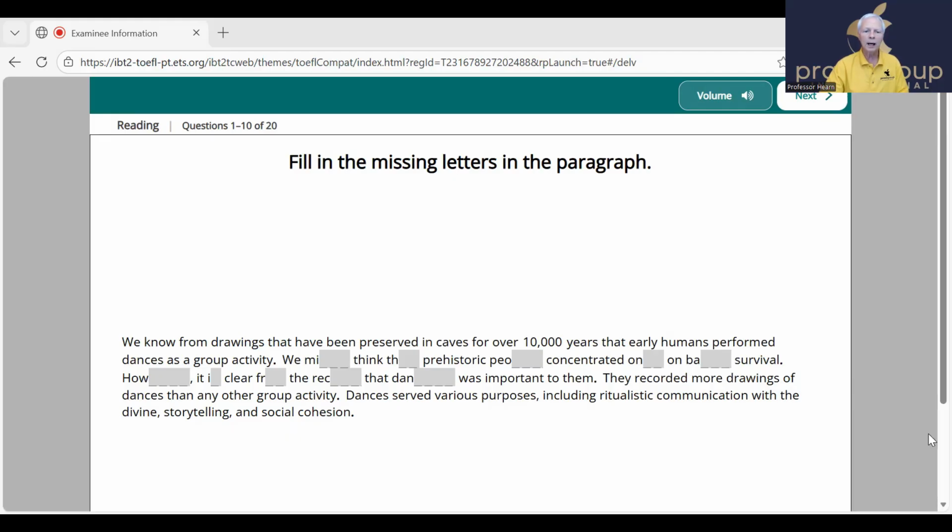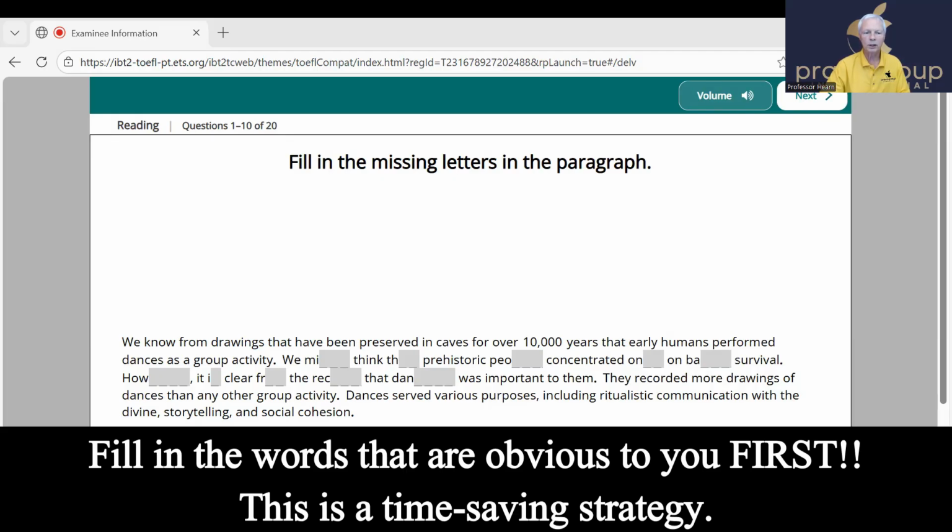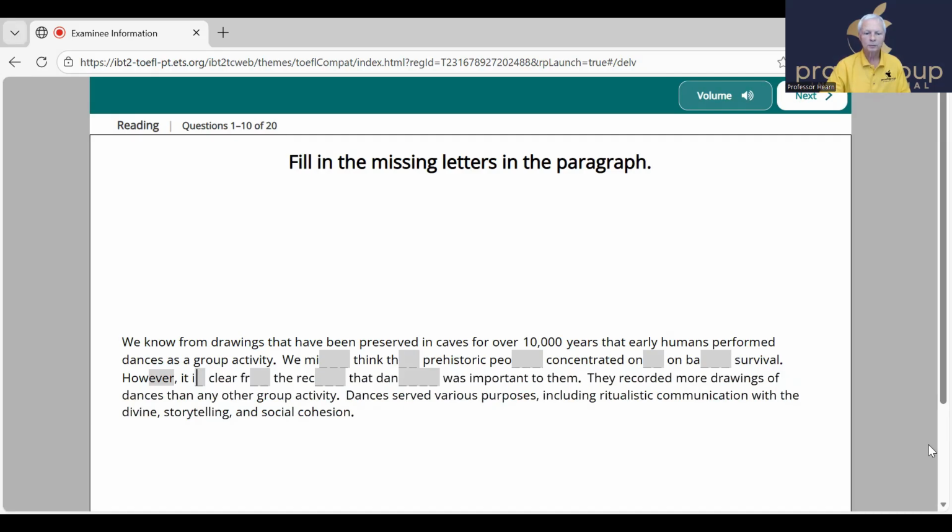But let's take a look at the words. Keep in mind, we want to do the easiest ones first, because it's all about the number of points you get. And this is how you do it. When we're looking at this sentence that's got the words that are missing letters, what do we see that we can fill in first? Right away, I see the word however. What about this one? Might.